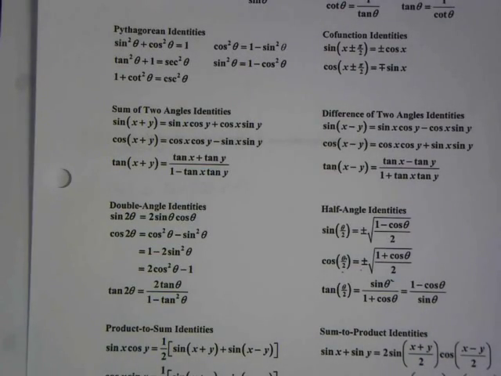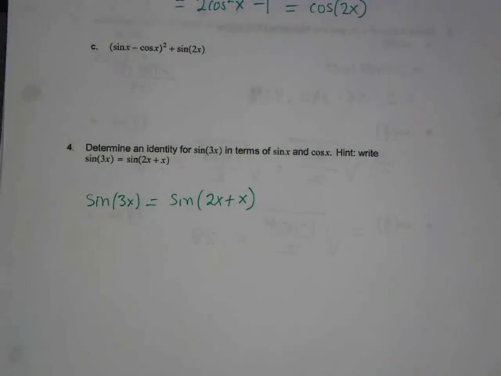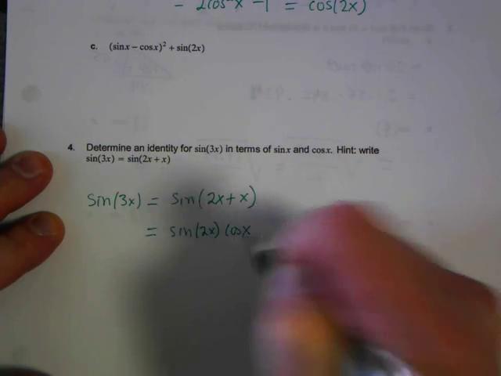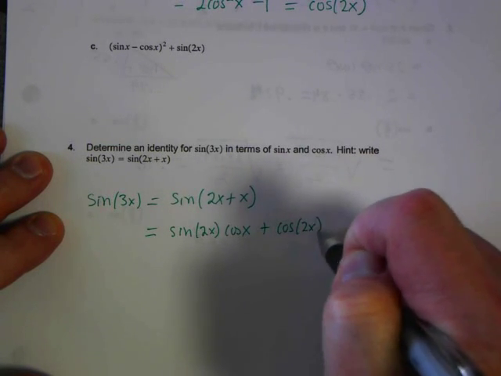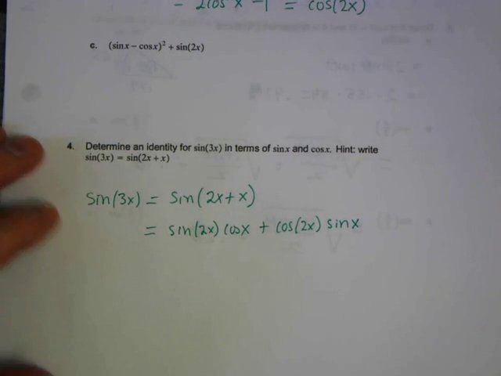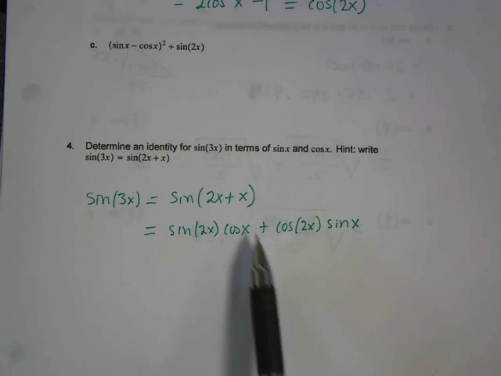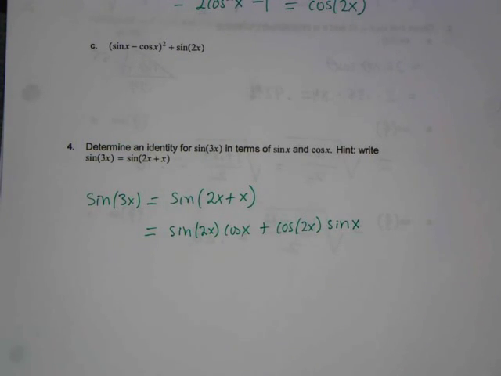Which identity could I now use? Sum of two angles. Sine of 2x plus x. All right, so this would be sine of 2x cosine x plus cosine of 2x sine x. Now, typically what we want is we want everything to just have x's in it. We don't want our angles mixed and matched here. We don't want an x here and a 2x there, and 2x there. Typically we want x everywhere.